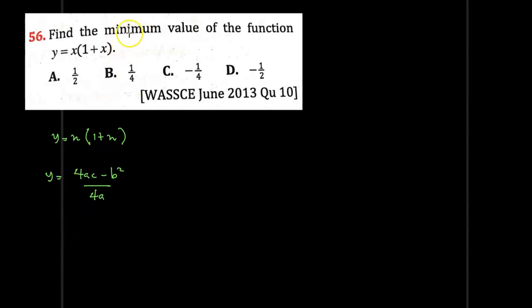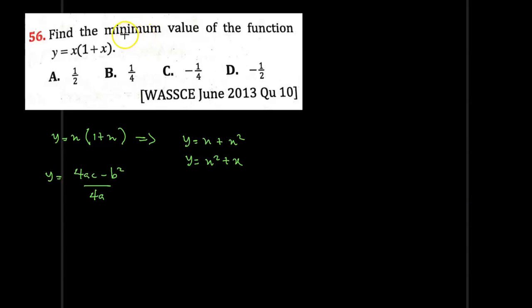Now, why is it saying minimum value? When we write the expression given here in the standard form, it will be y equal to x plus x squared. And when we rearrange, it becomes y equal to x squared plus x. Therefore, the coefficient of x squared is actually 1. And that value is greater than 0. Therefore, it tells you that it's going to be a minimum value.